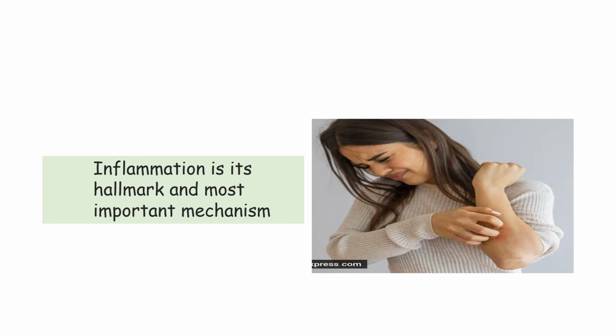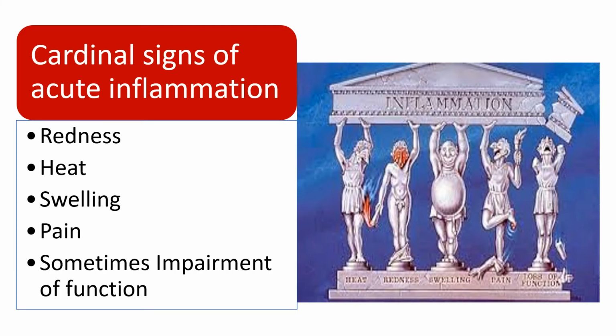So inflammation can be considered as a hallmark, the most important mechanism when we talk about the second line of defense, and it is mediated by this phagocytic process. The cardinal signs of acute inflammation remain the redness, the generation of heat by the process of vasodilatation, the swelling in the region because of the alteration of the Starling forces, increased hydrostatic pressure and then increased transudation of fluid into the tissue spaces, the pain which is associated with it, and sometimes the inflammation may be so great that there may be temporary impairment of the function.